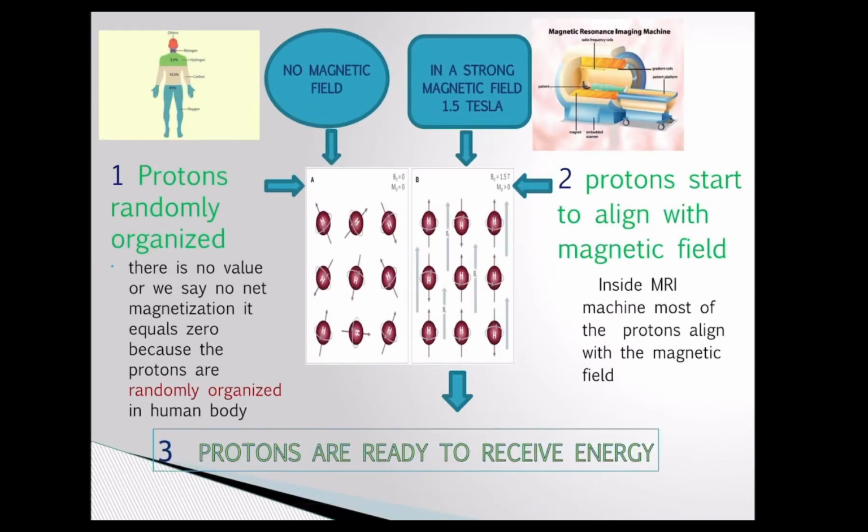This is an explanation of the protons in the normal state, where there is no magnetic field. The protons are randomly organized and there is no net magnetization. It equals 0. When we put the patient in a strong magnetic field, for example here 1.5 Tesla, you can see that hydrogen atoms, or protons, start to align with the magnetic field. Now the protons are ready to receive energy.